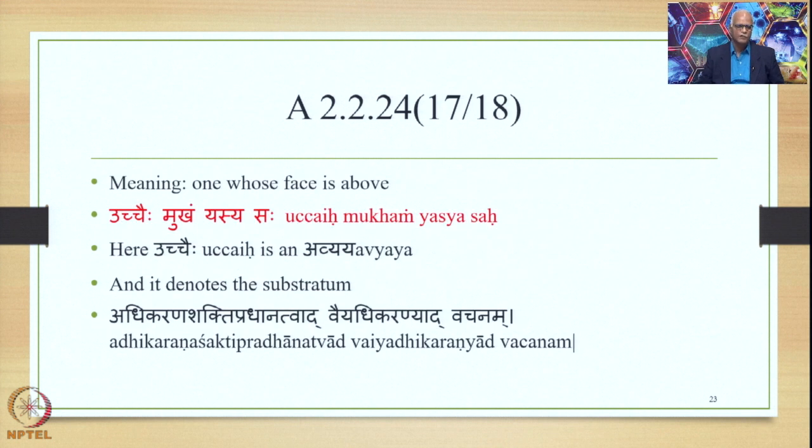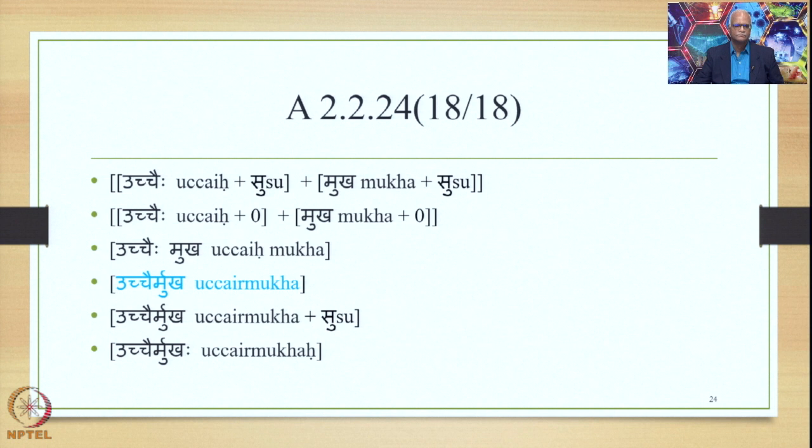Here is an example. When the meaning to be conveyed is one whose face is above, uccaihi mukham yasya saha. Here uccaihi is an avyaya and it denotes the substratum, adhikarana shakti pradhanatvat, vayadhikaranyat vachanam. So uccaihi mukham yasya saha. So now we have uccaihi plus su plus mukha plus su as the alaukika vigraha, and because of the sutra anekamanya padarthe, the samasa saudhnya takes place, and then pratipadika saudhnya will take place, and then supodhatu pratipadika yoho will apply and will delete both the sups.